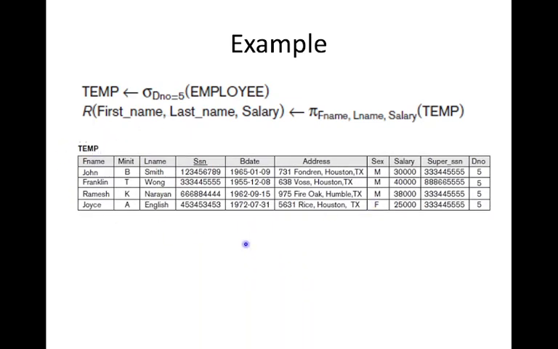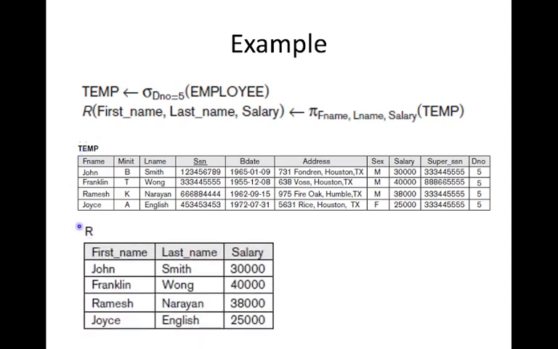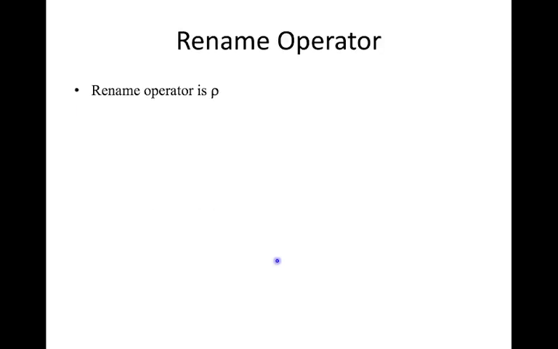So this will be the resultant table. This is the temp table. So there is no change in the attribute name here, but we have created a new relation. Now after applying the second operation, you will get R. The table name is now R. So we have given a new name to the relation, and we have changed the attribute names also. F name we have changed to first name, then last name and salary. So for that we use this rename operator rho. It's a Greek letter rho.